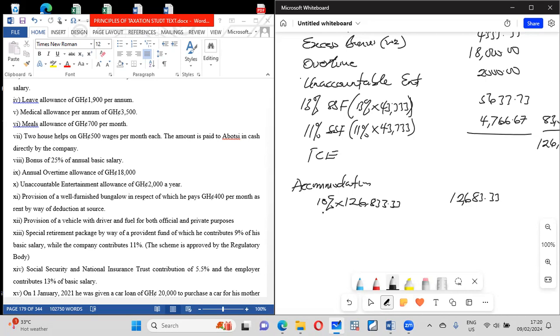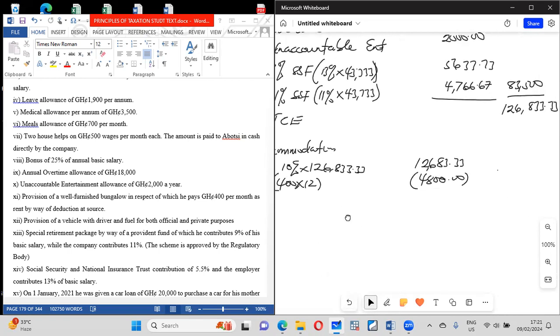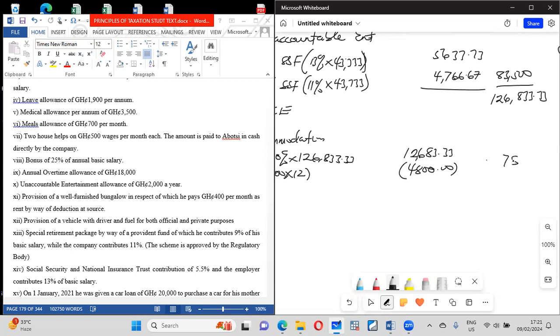Now the question said she paid 400, so I need to deduct the 400 she's been paying per month. Okay, 400 by 12 is 4,800. So I need to deduct that. So minus 4,800. Then I know that what I'm putting in there is 7,833.33. All right.